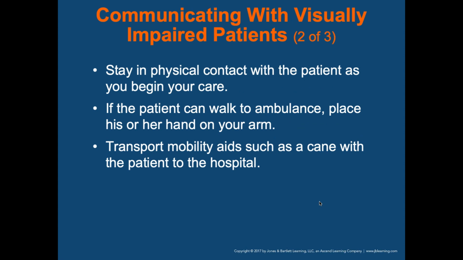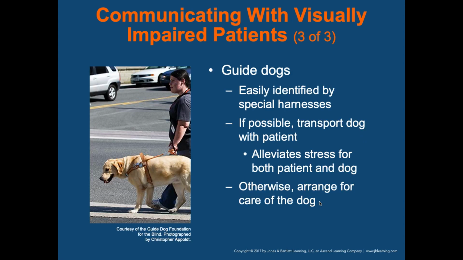We're going to transport mobility aids such as a cane with the patient to the hospital. Remember, they are going to be discharged at some point, so you have to make sure they have their stuff to be able to get out. Guide dogs are easily identified by special harnesses. If possible, you can transport the dog with the patient in the back of the ambulance, as long as they are specific for that. They're dogs that can help out. It alleviates stress for both the patient and the dog. Otherwise, you can arrange for care of the dog another way.